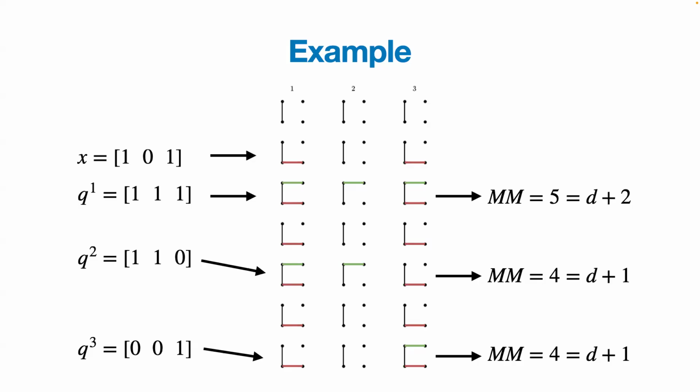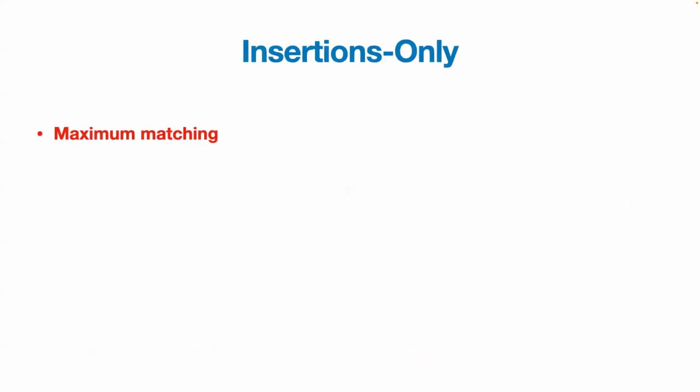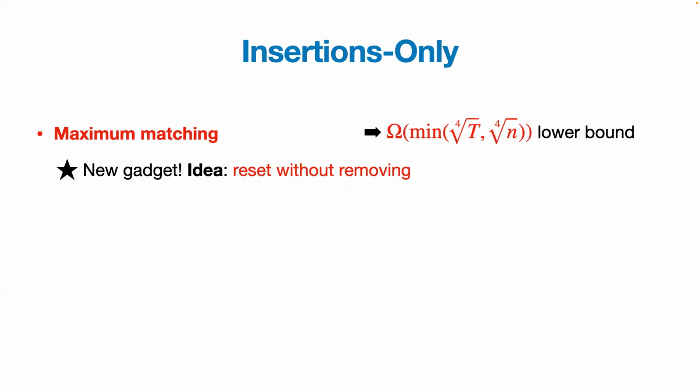So as you can see, this reduction here depended heavily on being able to remove edges so that we can undo whatever we've done for the query. So if we want to do it for insertions only and get that lower bound over there, we need a new gadget so that we can reset without removing. In other words, we want to reset with even more insertions.